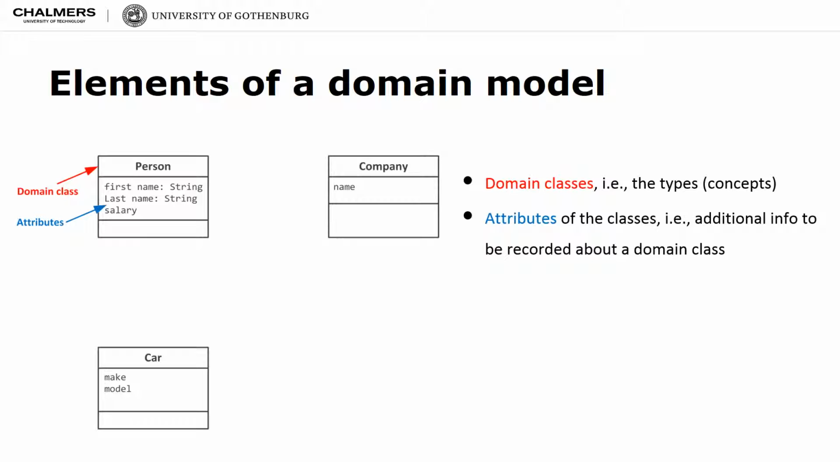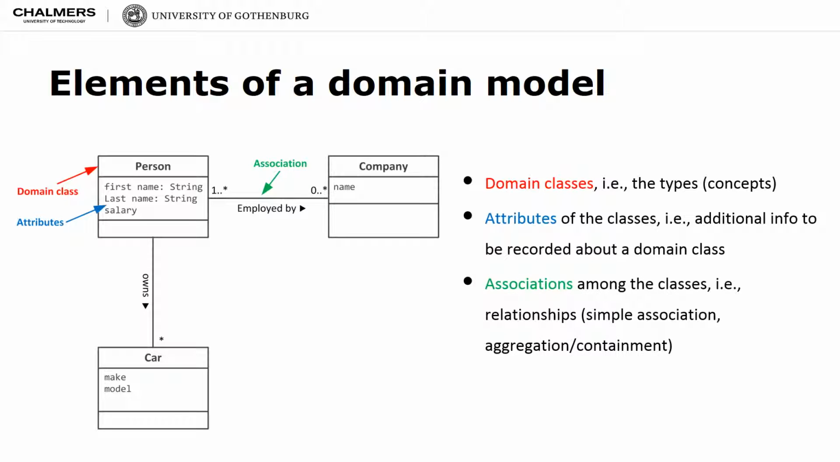And classes can be linked via associations, and associations can be of different types, like a simple use association or aggregation, for instance. Also, you can have multiplicities at the association ends, and typically an association also has a name specifying what the association is about.